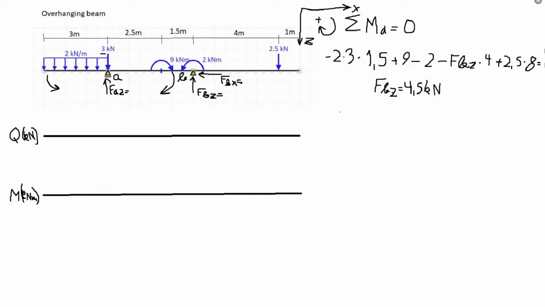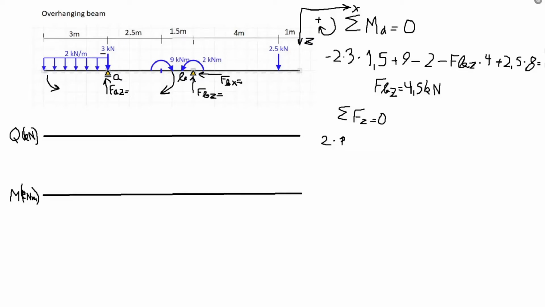Now to calculate our final reaction force FAZ, let's use the sum of forces for the beam in the Z direction, and this has to be equal to 0 for the structure to remain stable. And now let's add up all the forces and reaction forces and calculate our unknown reaction force.